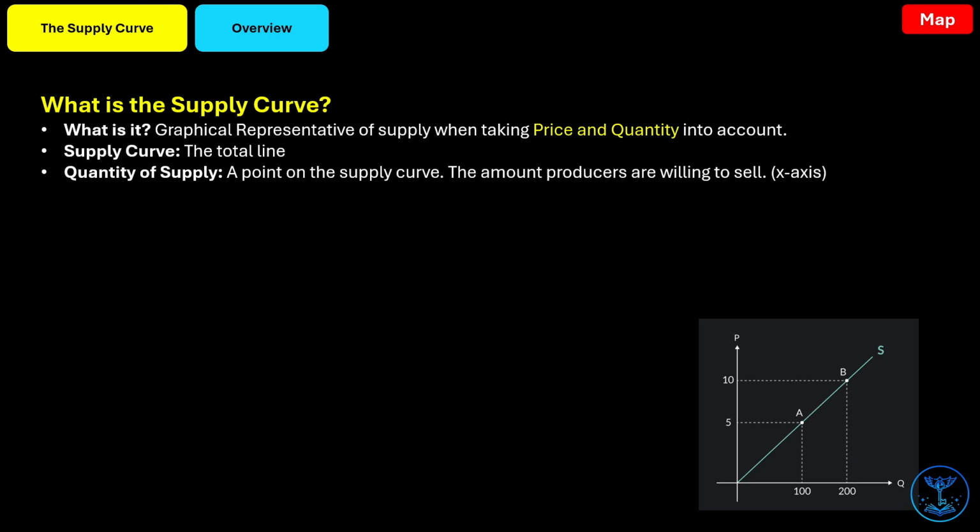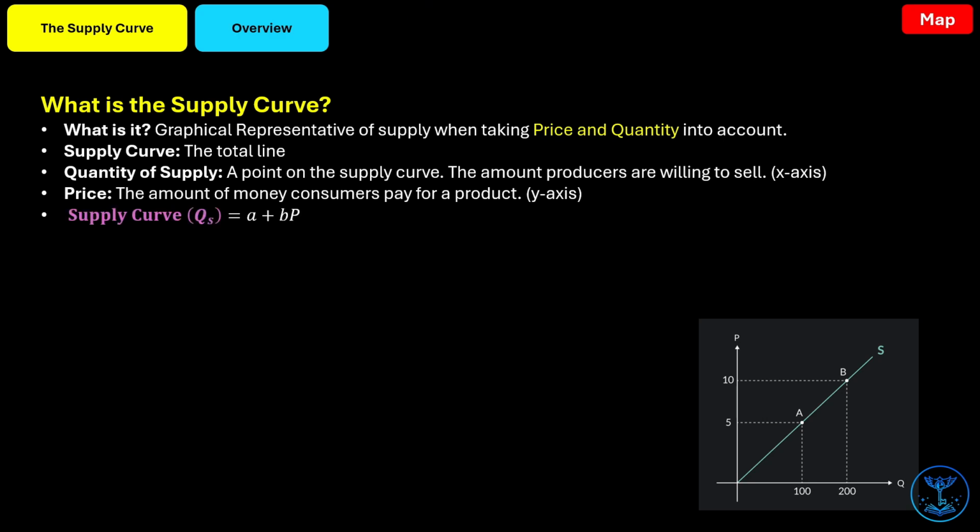So quantity is on the x-axis, like always. Price, this is the amount of money consumers pay for a product, is noted on the y-axis. So this is the supply curve function.